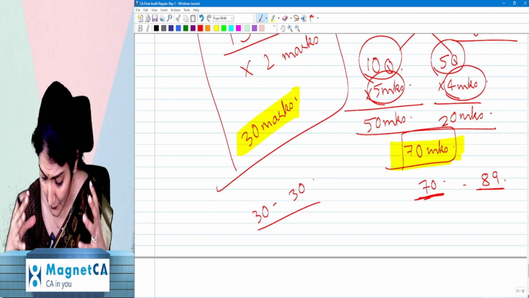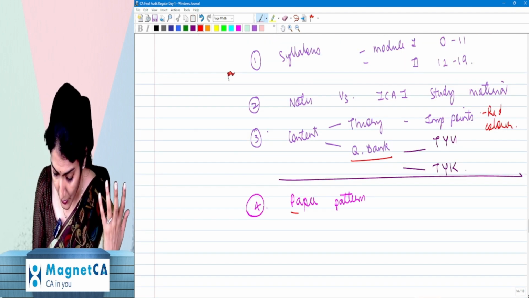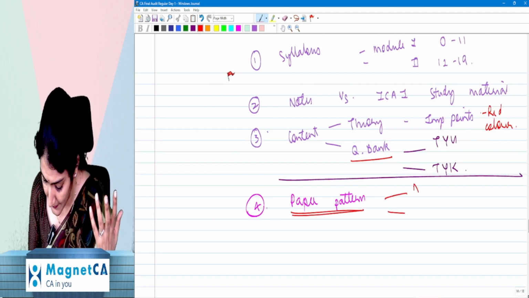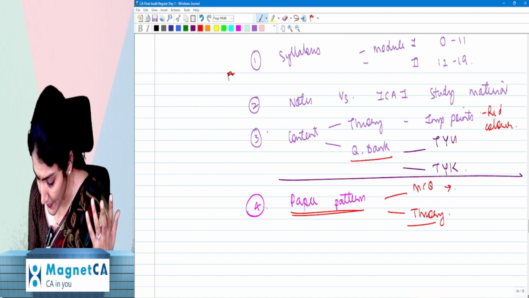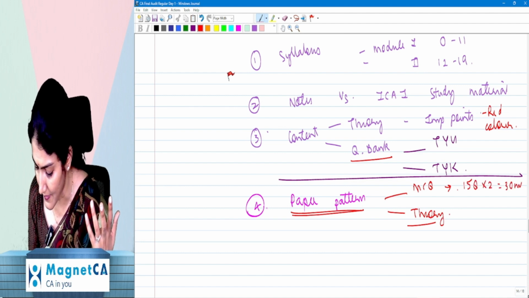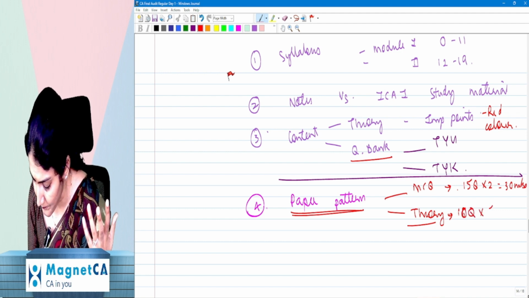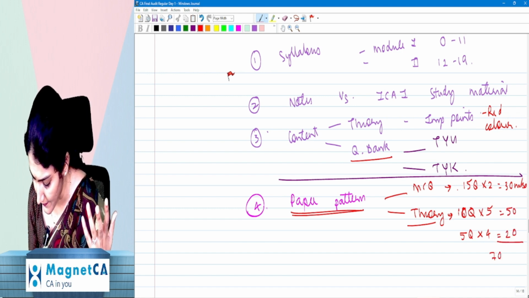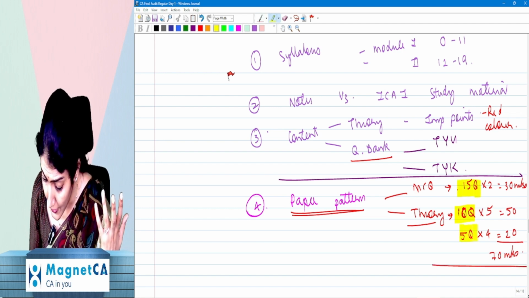Clear, everyone? Is it going in your mind? Regarding what we are talking about, the paper pattern, the MCQ and the theory part of the paper. So MCQ, what did I say? 15 questions of 2 marks each, that is 30 marks. And then theory, we have 10 questions of 5 marks and 5 questions of 4 marks. So that is 50 plus 20, that is 70 marks of the theory.